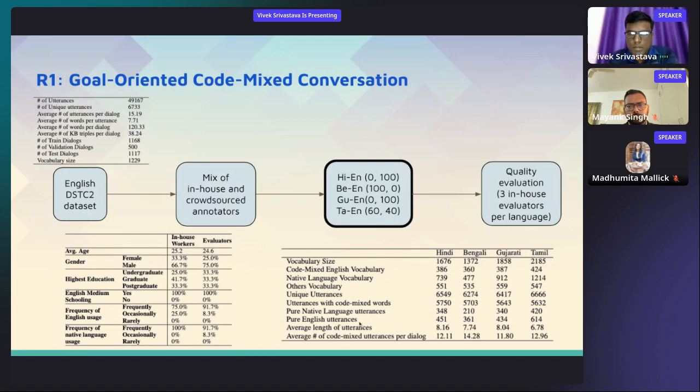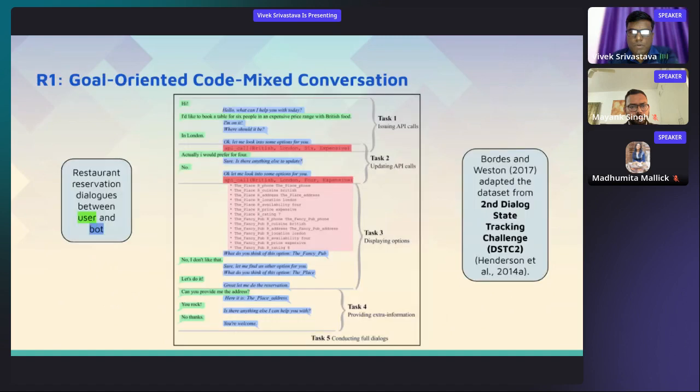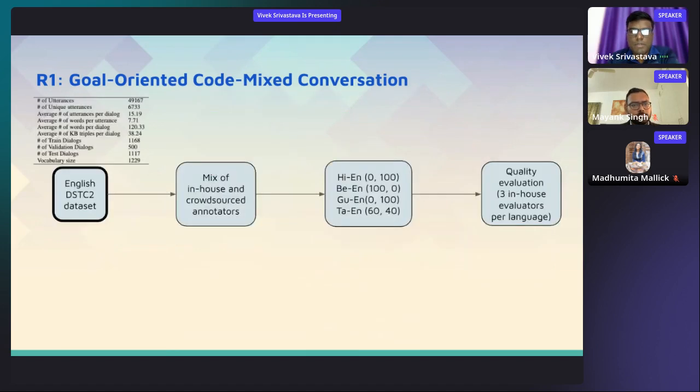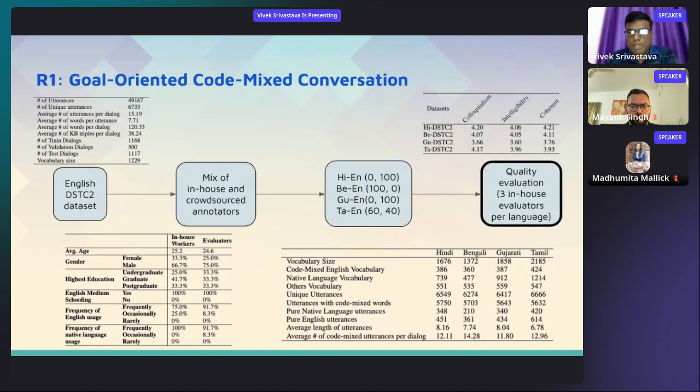If you look at these numbers, we have pure native language utterances as well. Why it is happening is, if you go back to this particular example, there are sentences which have only one word, which is either in English or in that particular language, right? So this number comes up here, that we have pure native language utterances, and we have pure English utterances as well, and that's how they have created the data set.